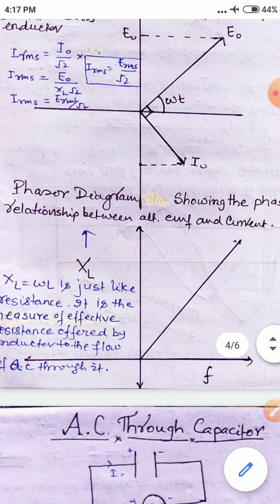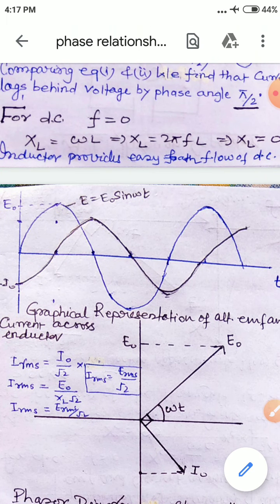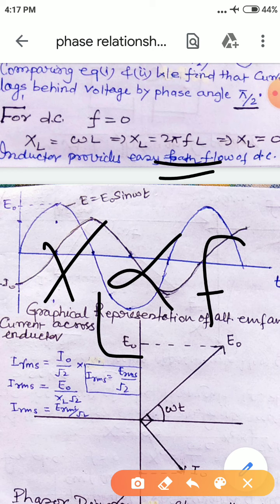Now here you can see that XL varies directly with the frequency.